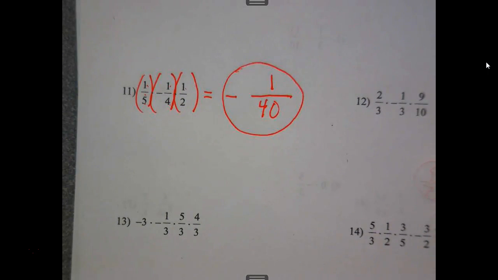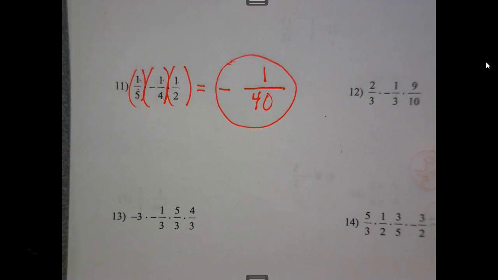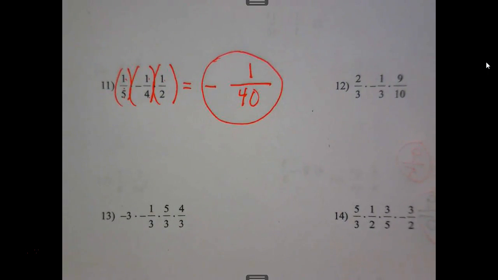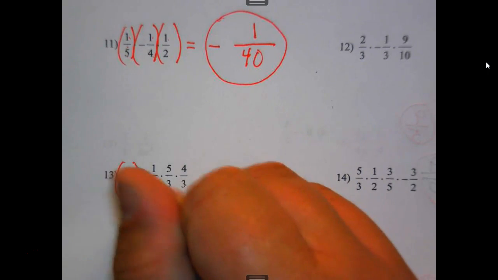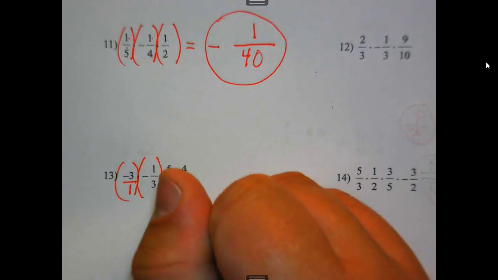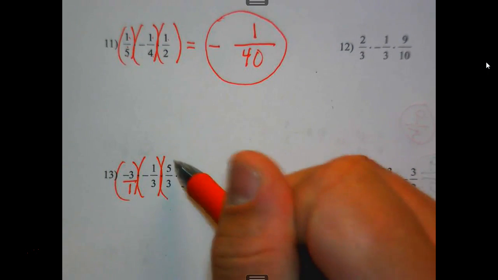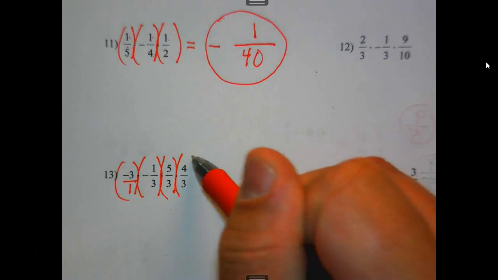How about 13? Now I have 4 fractions to multiply. I have negative 3 over 1 times negative 1/3 times 5/3 times 4/3.